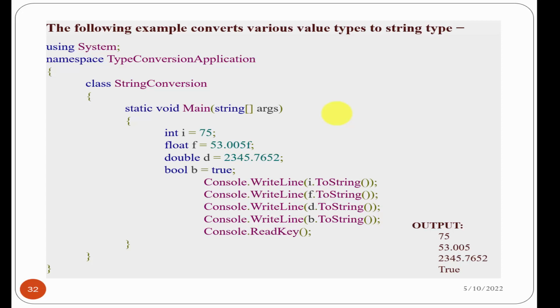It is not that we can only convert string type values to string type. No, we are able to convert integer type values to a string type, float type values to the string type, double type values to a string type, or even boolean type values to the string type. So in this example we are expressing this only. And you can have a question here: why are we going to convert an integer type value to string type?